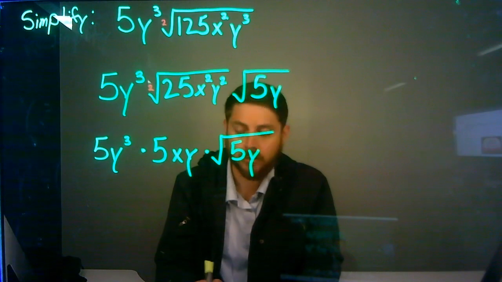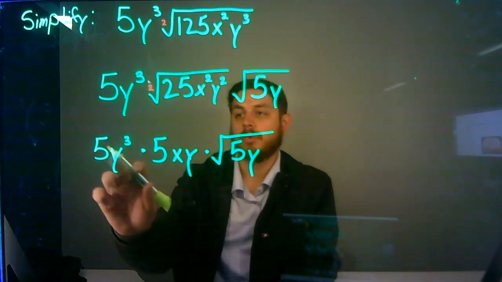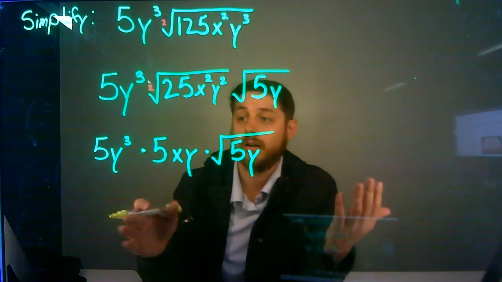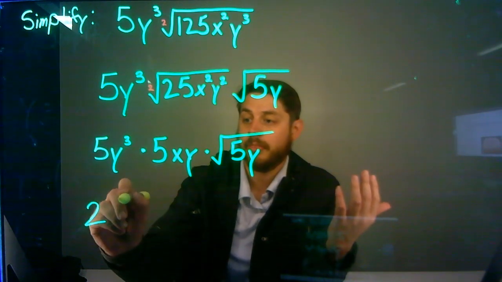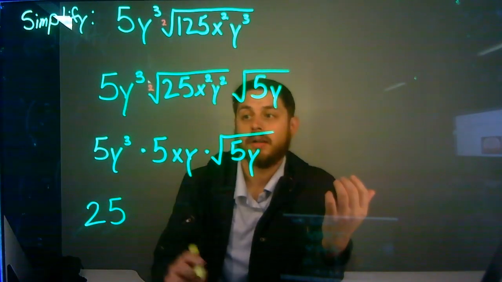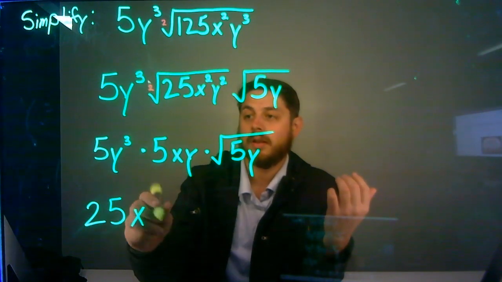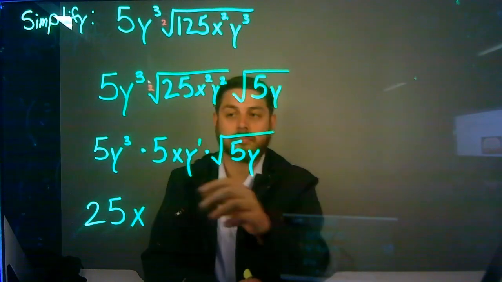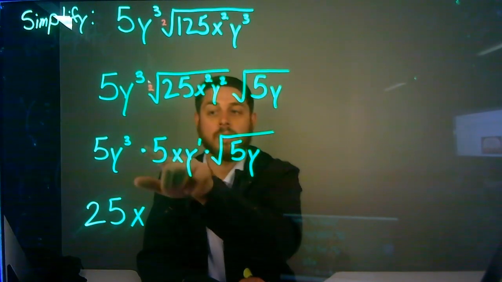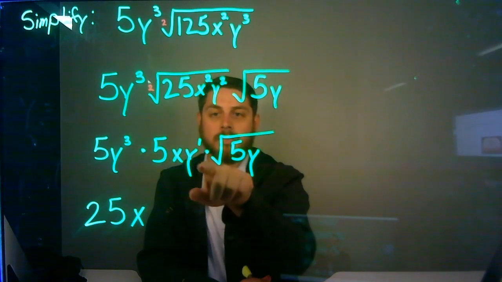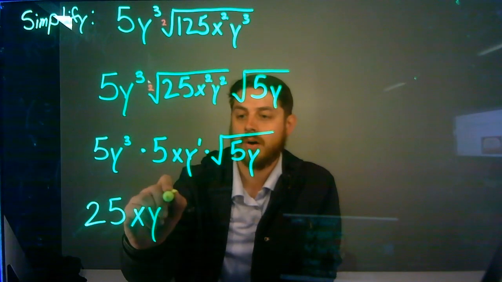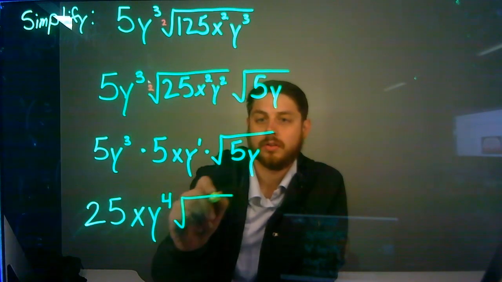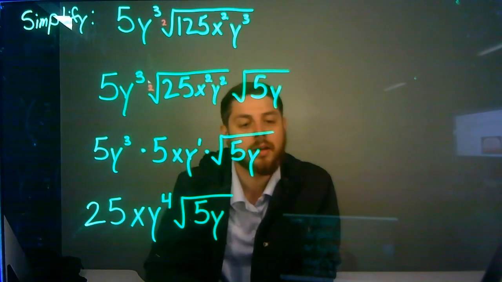Now we're almost done. We just need to simplify this left side here. Well, 5 times 5, and the reason I can do 5 times 5 is because in multiplication the order doesn't matter. So 5 times 5 is going to give me 25, and then I'm going to have my x, and then I have y to the third times y, or y to the first. Remember, when we multiply the same base, we just add their exponents. So y to the third times y to the first is going to be y to the fourth. And we're still going to have our square root of 5y left at the end.